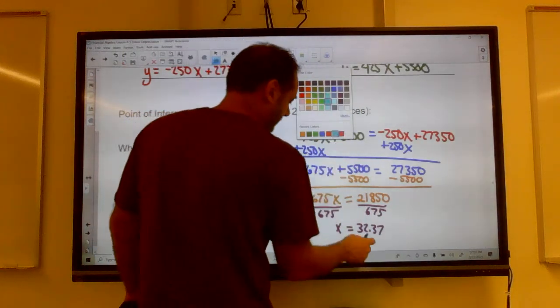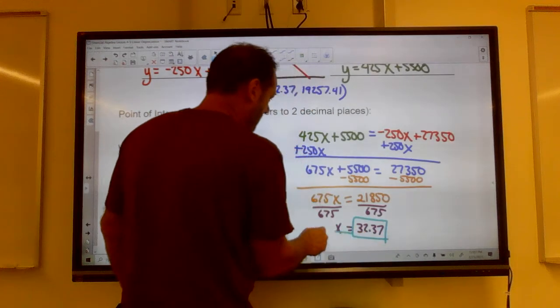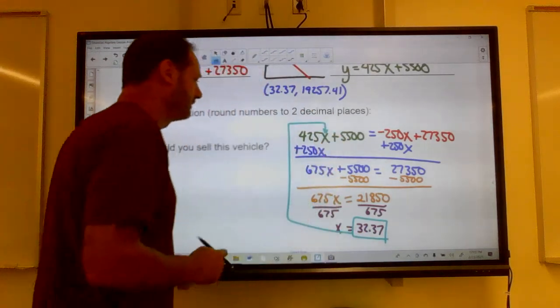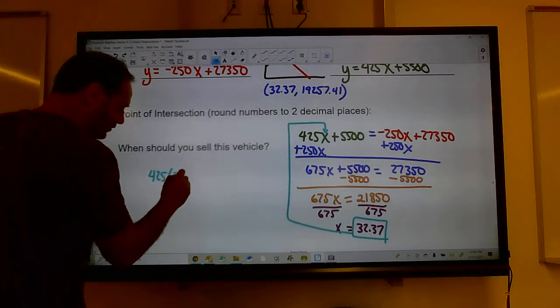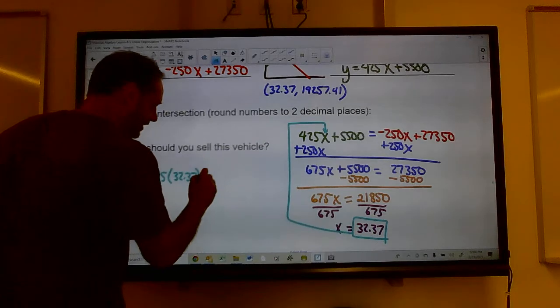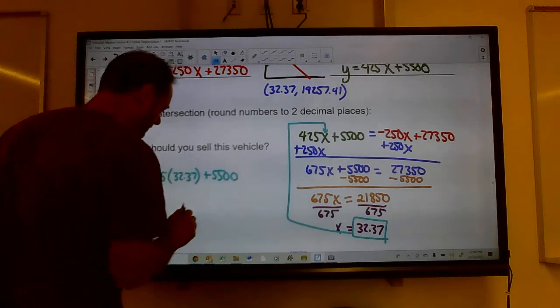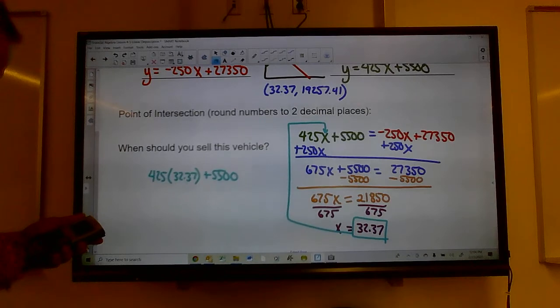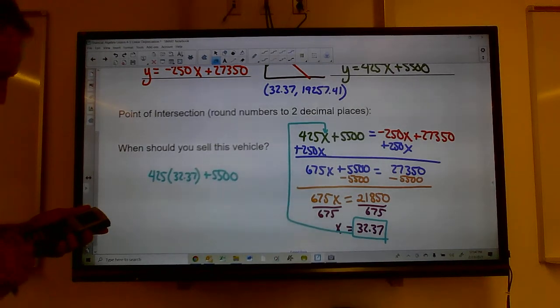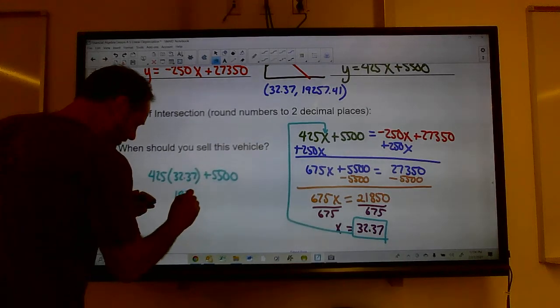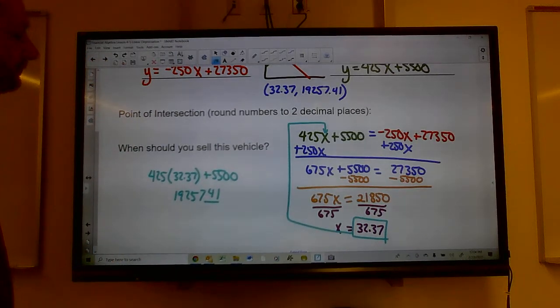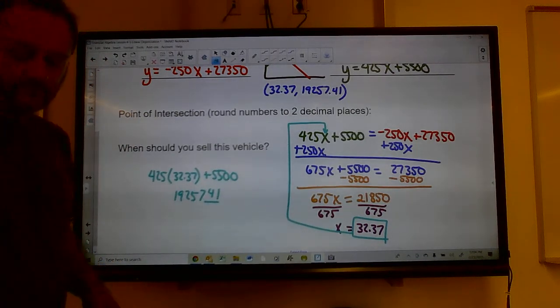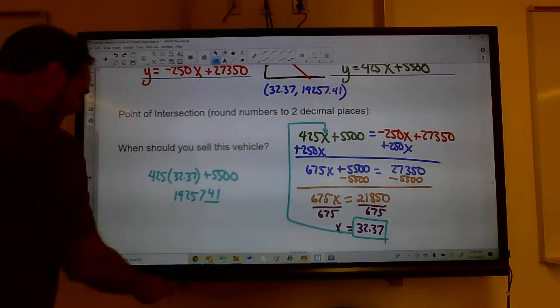Then I'm going to take that value right there and substitute it back in here. So I'm going to get 425 times 32.37 plus 5,500. And I get $19,257.41. And there you go. Hopefully you got that correct.